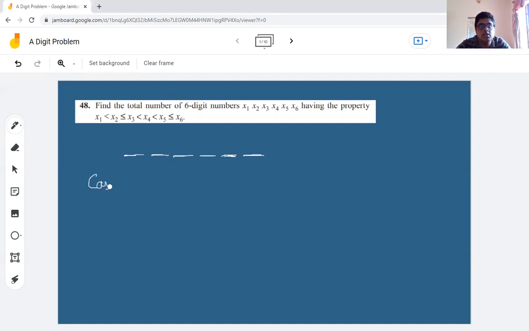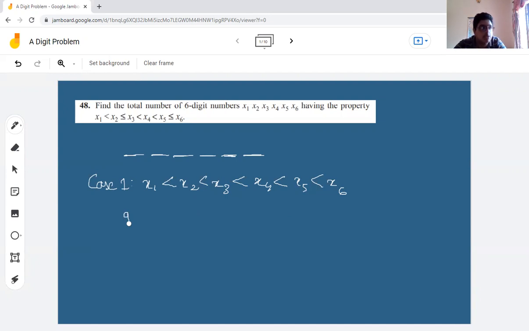The first case which we take is that all are distinct, that is, we have only less than: x1 < x2 < x3 < x4 < x5 < x6. Given this condition, 0 cannot be a digit of such a number, because 0 is the smallest digit and it would have to be first, and no number has a 0 in the first place. So we have the rest, 9 digits.